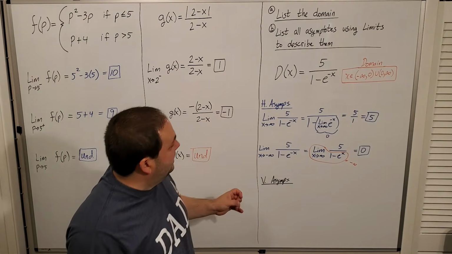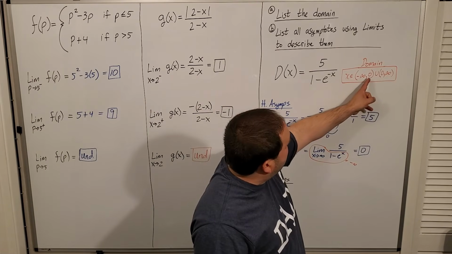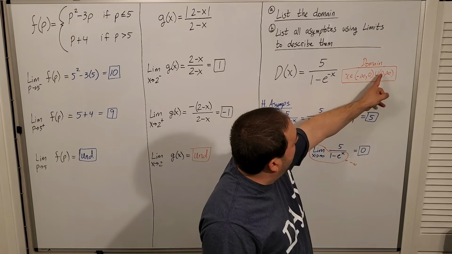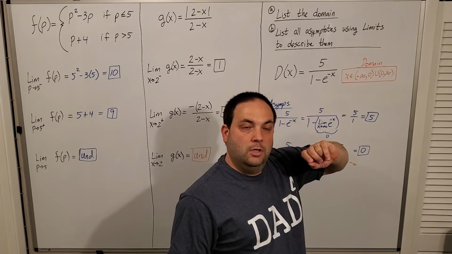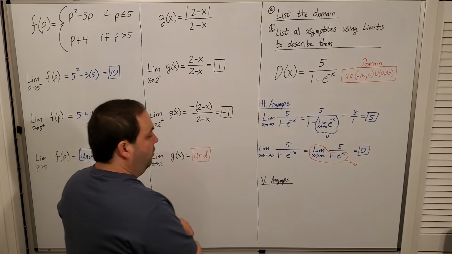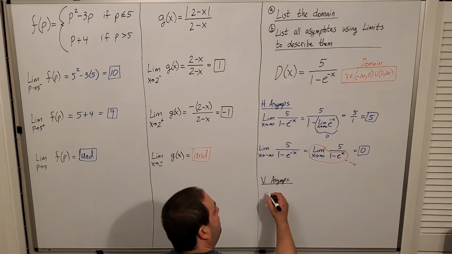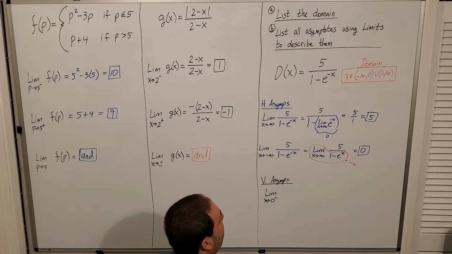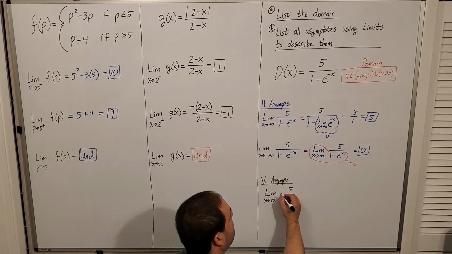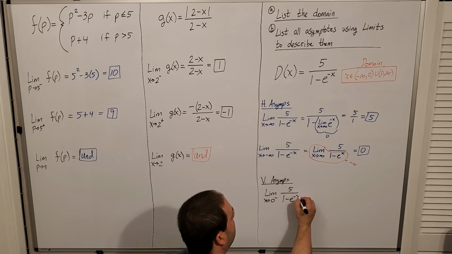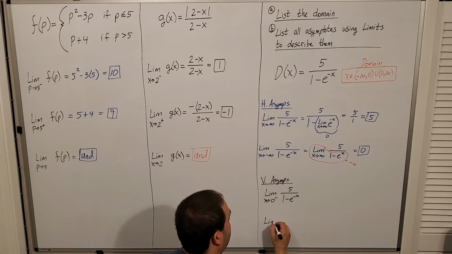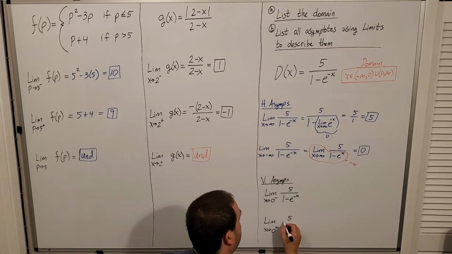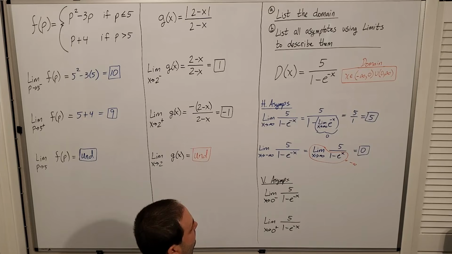Okay? So what I'm going to need to do is I'm going to need to take a limit from the left of 0 and a limit from the right of 0 to determine the vertical asymptote nature. So I need a limit as x approaches 0 from the left of this, and a limit as x approaches 0 from the right of this, 1 minus e to the negative x.